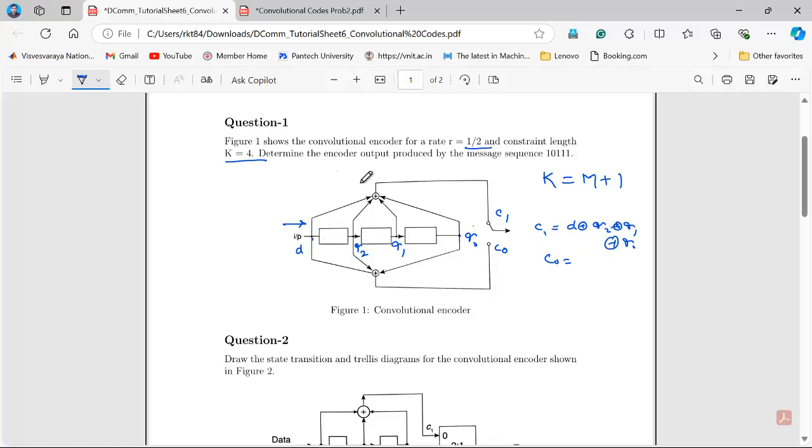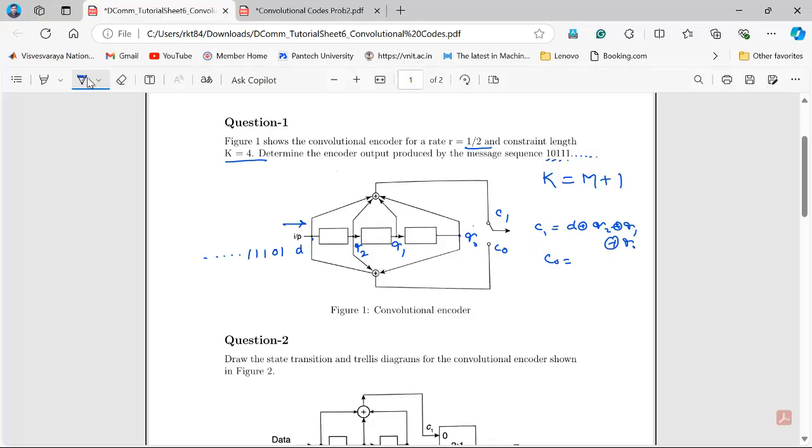Here the concept is that the message sequence is basically like this. We first receive this 1, then we receive this 0, then 1 1, like this. So you will apply it in this way, 1 0 1 1 1, because we keep receiving further. First you will enter 1 here, and corresponding to that you will find C1 and C0. Then you will enter 0, and correspondingly find C1 C0, like this. So I hope this is clear.